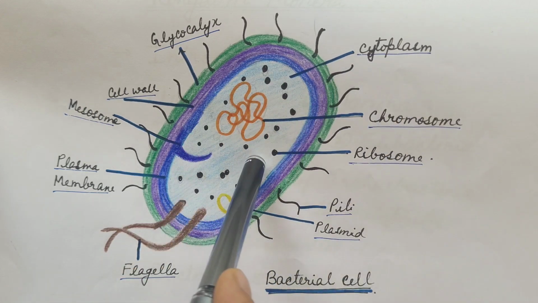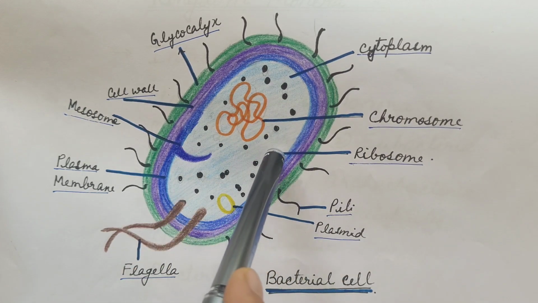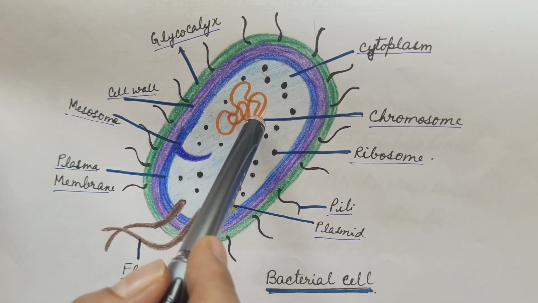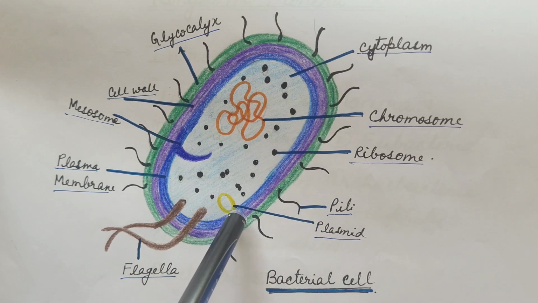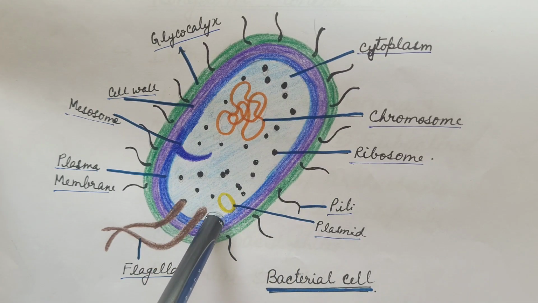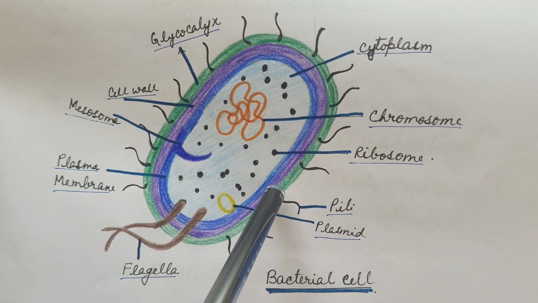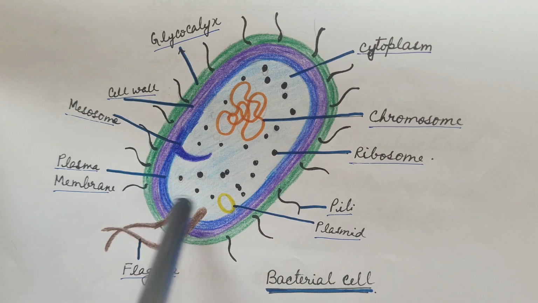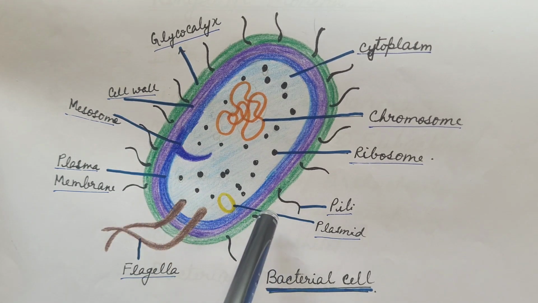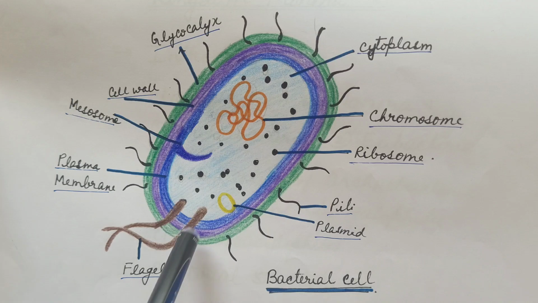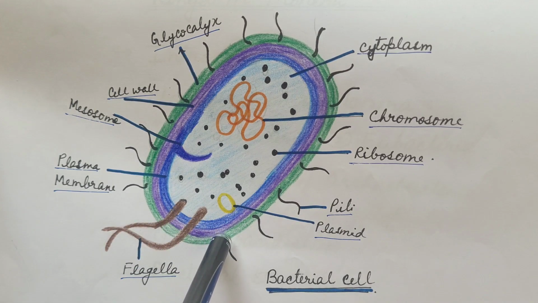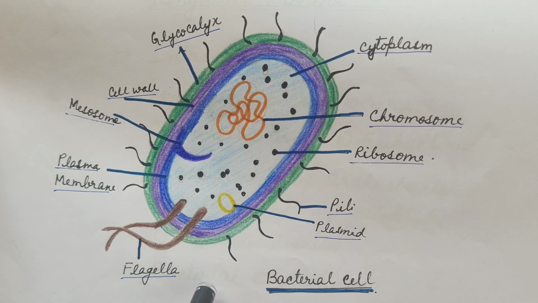It is granular due to the presence of ribosomes. These are the ribosomes. This is the bacterial chromosome. This is actually naked DNA. This is the plasmid of bacteria, which is extra chromosomal. Hair-like growths or appendages present throughout the surface of the bacteria are known as pili. And this is the flagella of the bacteria, which helps in the movement or motility of the bacteria.